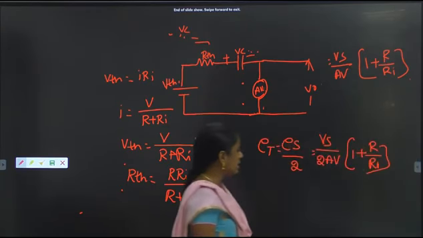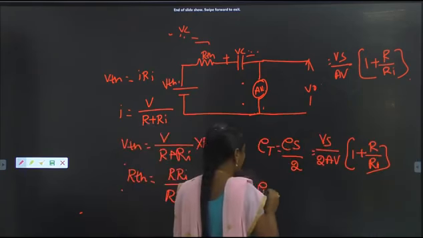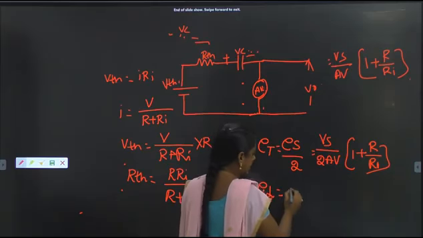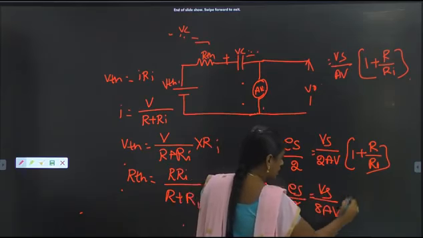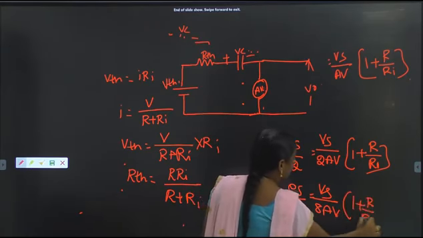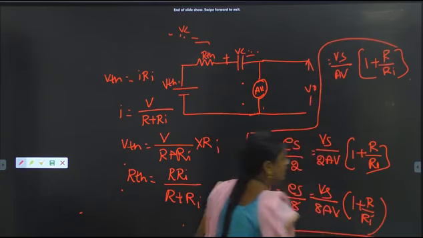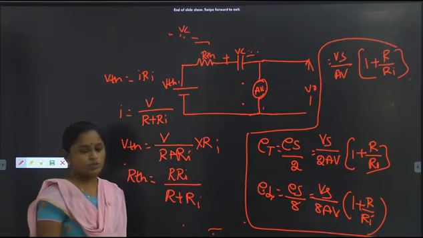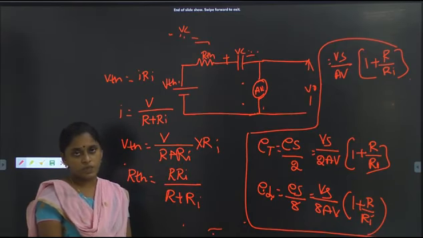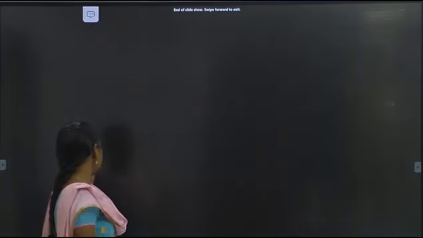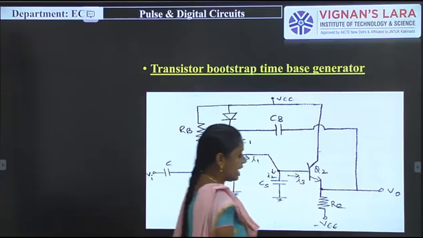And next we have to discuss the displacement error. What is the displacement error? Displacement error is the maximum deviation by sweep amplitude. That is Es by 8, Vs by 8Av into 1 plus R by Ri. So these are the different types of errors present in the Miller sweep circuit. So this is about the Miller circuit and the different types of errors present in it. And next we discuss the bootstrap circuit and what is meant by the bootstrap circuit.